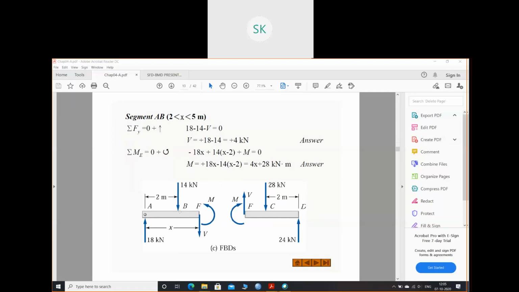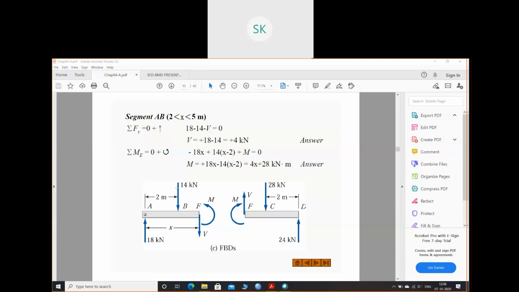So let's start with the left hand side. In this equation, if you take the summation of vertical forces equals 0, you'll find 18 minus 14 minus V. So I have found the V value as 4 kilonewtons. And the moment at this point, what will be the moment? This is the force into distance. So 18 into x. This 18 into x as clockwise is negative.